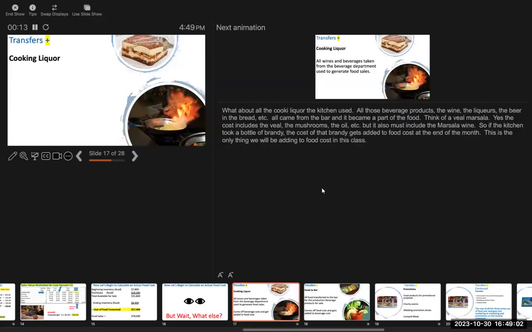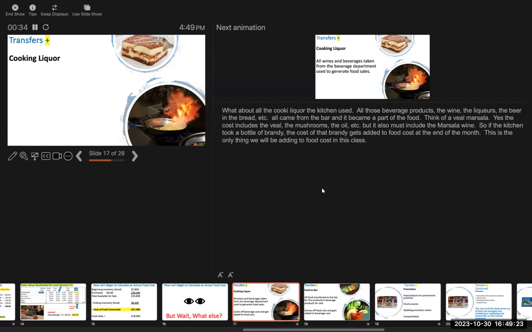Okay, now that we talked about the four methods, let's talk about other things that impact food or beverage cost. Those things that we transfer in or out of the kitchen or the beverage department. Let's start with cooking liquor. So this would be a transfer in to the kitchen.